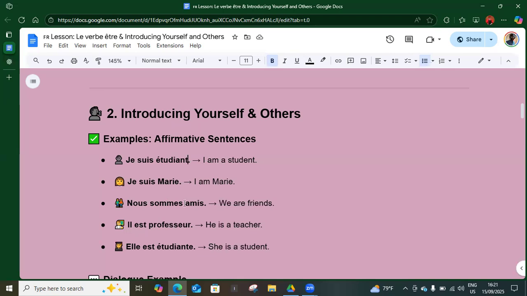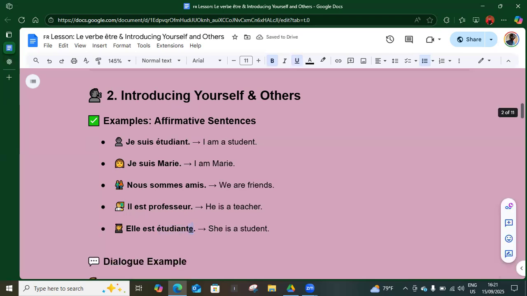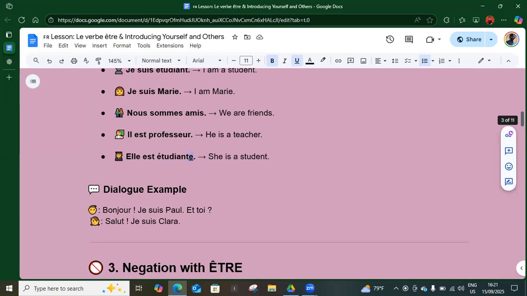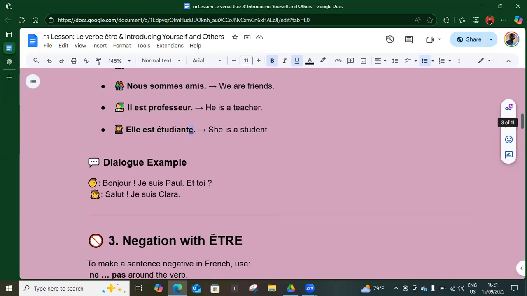Nous sommes amis. Il est professeur. Elle est étudiante. You can see the difference here. So this is female. She is a student. You can see we added the E at the end of the T. This means that when there is no E at the end of a noun or a word, the last letter remains mostly silent in French.